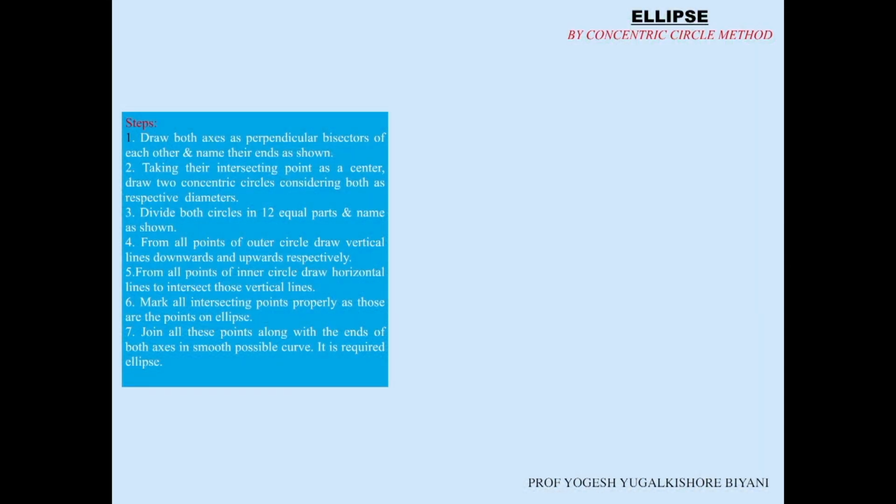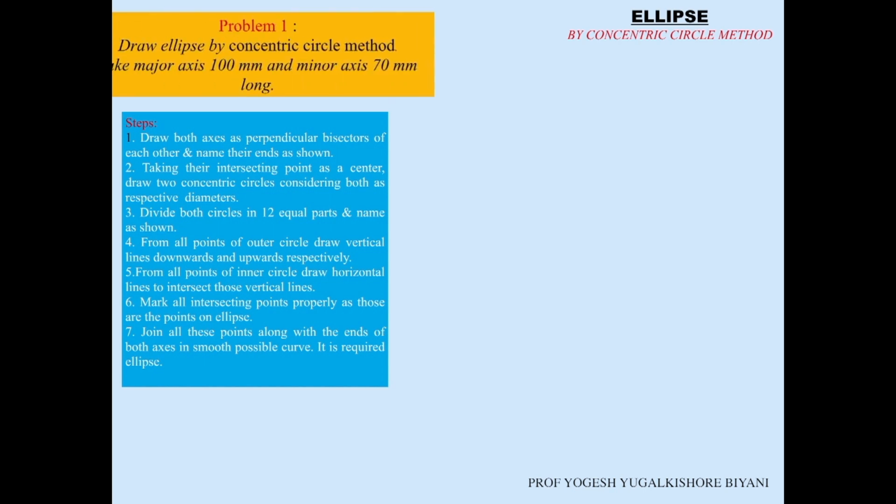Now let's see some of the examples through which we can draw an ellipse. The various methods through which the ellipse can be drawn include the concentric circle method. Problem number 1. Draw an ellipse by concentric circle method. Take major axis 100 mm and minor axis 70 mm long. See, we are referring to a problem to draw an ellipse by concentric circle method.